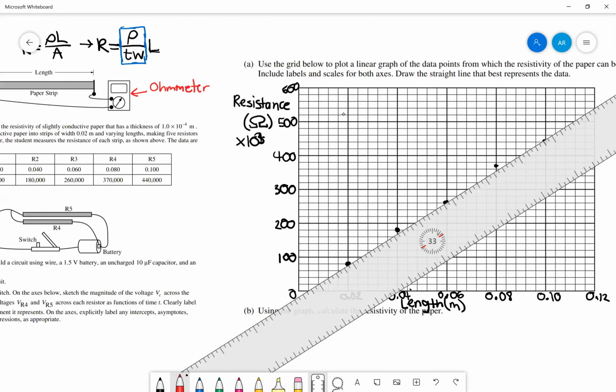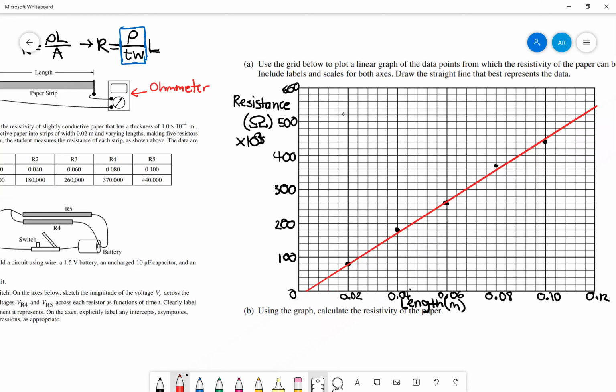Okay, it seems to me that this is a pretty good representation. Let's draw it, and if it's not good, we can always redraw the line. So this is our line, and it looks pretty decent. It seems to fit the data quite well. So how do we find the slope? Because in part B, we need to calculate the resistivity of the paper.